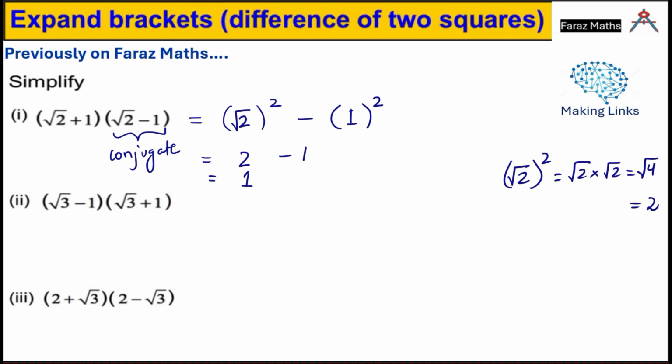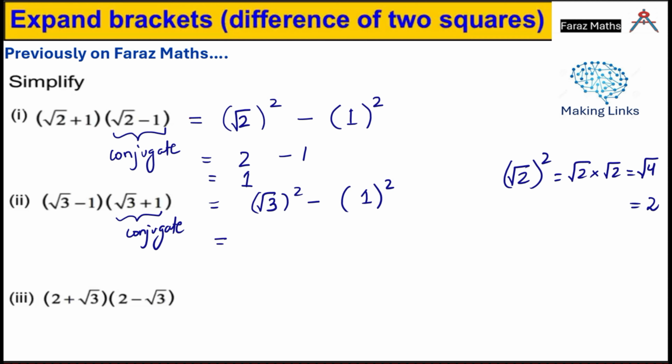Next one, square root of 3 minus 1 times square root of 3 plus 1. So now this is a conjugate of the first bracket. Again, we can use the same identity, difference of two squares: first term squared minus the second term squared. Make sure when you are doing the second term, it has to be positive. You cannot make it like this, minus 1 squared. That's a mistake if you do it in this way. So you have to be careful in this.